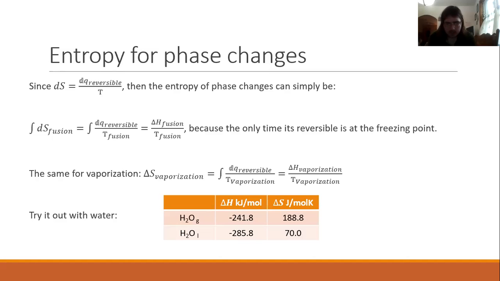Now delta S for that, calculating the traditional way, the gas 188.8 minus 70, it's about 118.8. Slight difference. Small difference, probably rounding from the temperature.